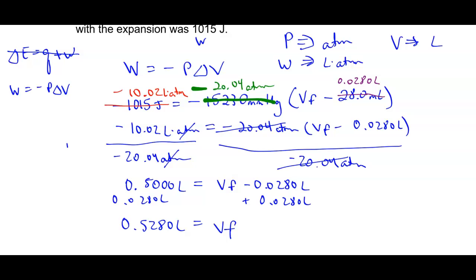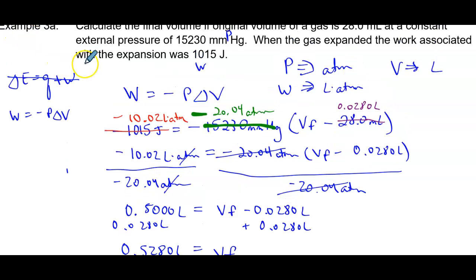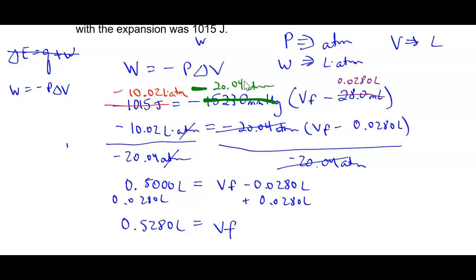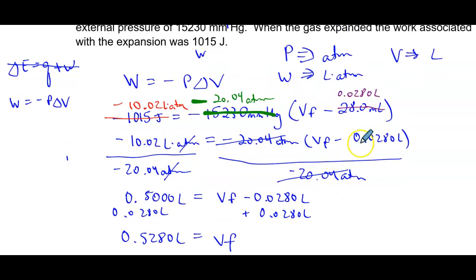Before we move off this problem, let's talk about the fact that it said that the gas expanded, right? So if it expanded, then that means volume went up. So let's see, did the volume in fact go up? We went from 0.028 liters to 0.528 liters. So yes, in fact, it did. So that makes sense that our math was set up correctly.